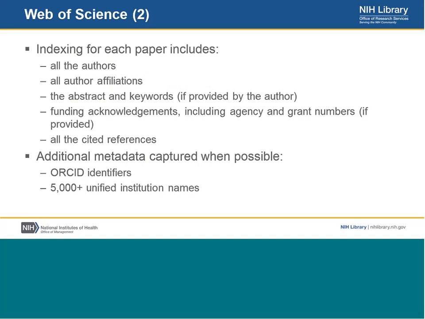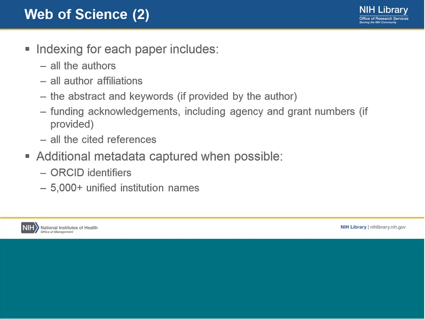So when you're using Web of Science, one of the things that you can and should be aware of are the indexing that's available for each paper, because that will help determine what types of analyses you can do. So for Web of Science, you're going to be able to capture information on all of the authors of the papers, author affiliations, abstracts and keywords, if they're provided by the author, the funding information, and one of the most important pieces for us is that cited references option. That's what distinguishes a citation database from your standard bibliographic database, is that addition of the cited references being included.